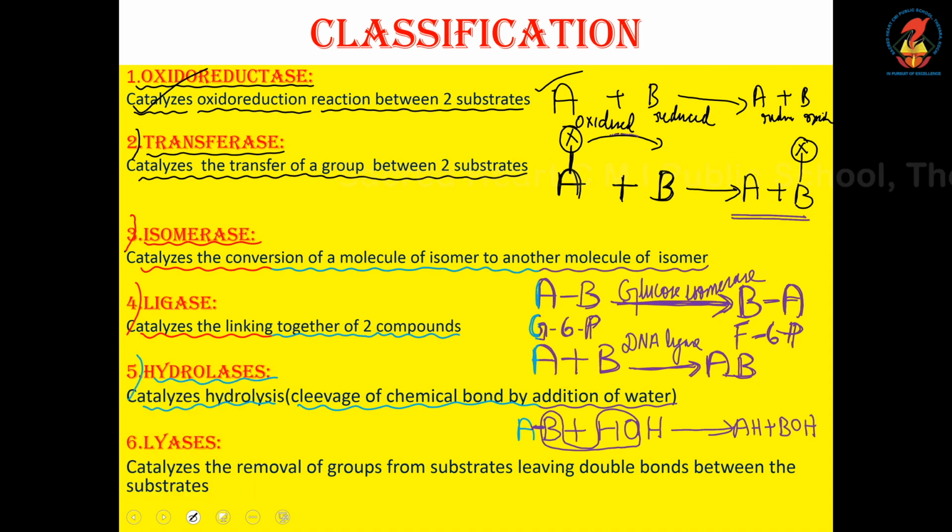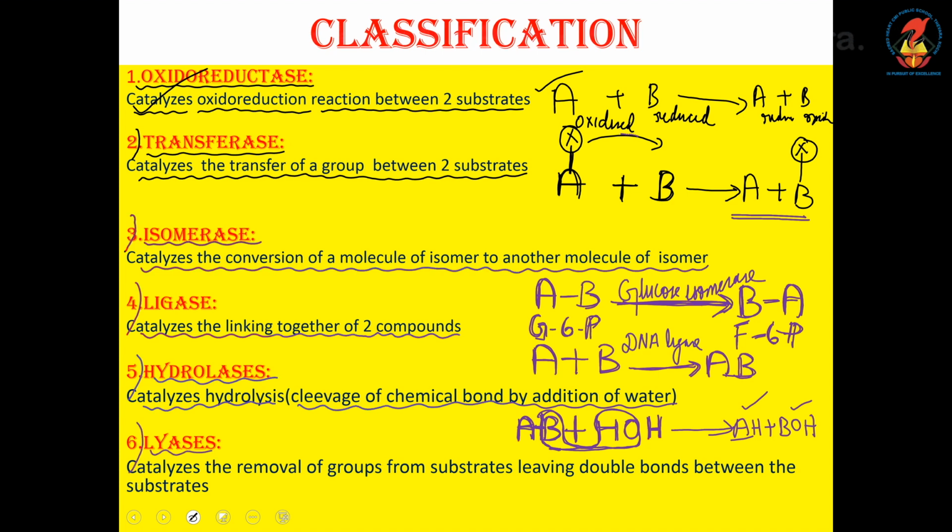Once again, A is bonded with B. On addition of water, HOH, this bond is cleaved, cut. And this B combines with OH to form one product called BOH, and the remaining A and H combine. So, two products are obtained. So, here by hydrolysis, addition of water, the bonds are cleaved.